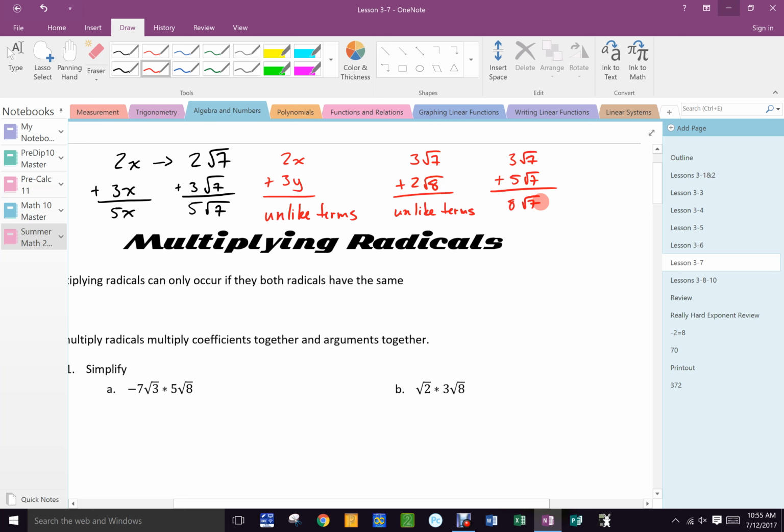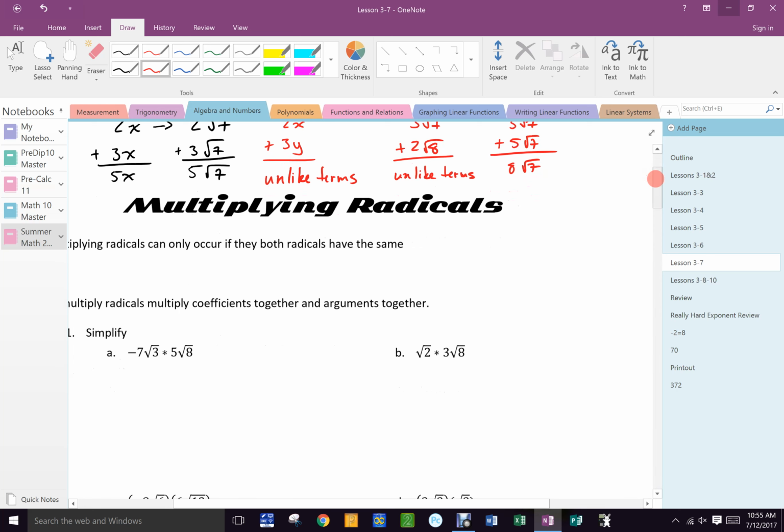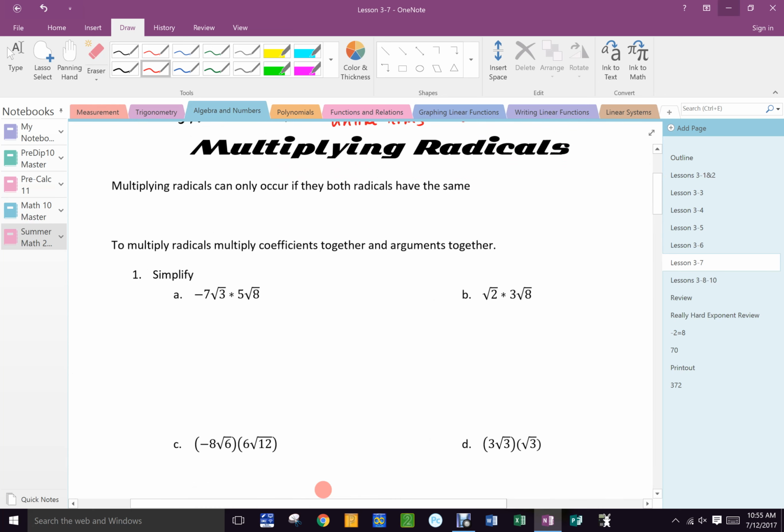8 root 7. So now you know how to add and subtract radicals, because it's exactly the same as adding and subtracting variables. Everybody good? Yeah. Okay. Now, let's move on to something slightly more difficult.